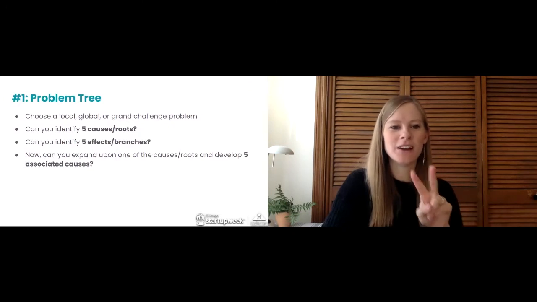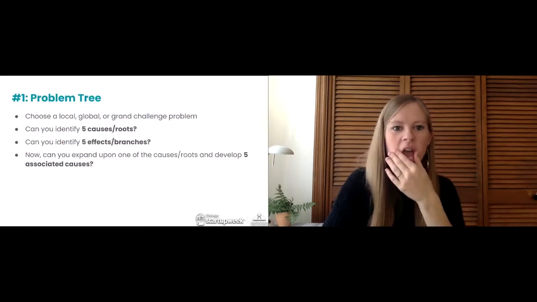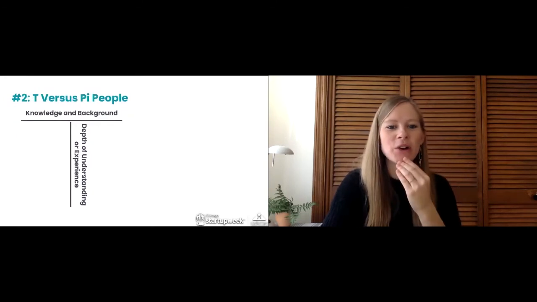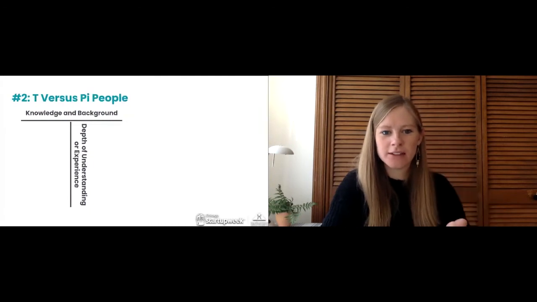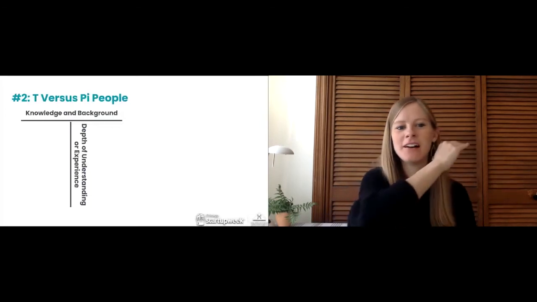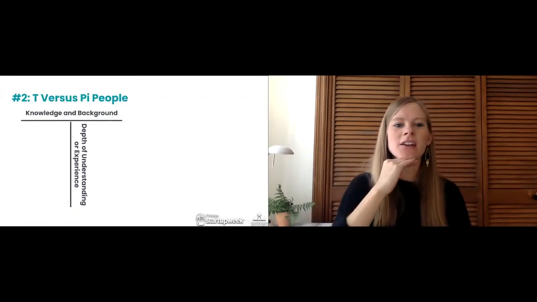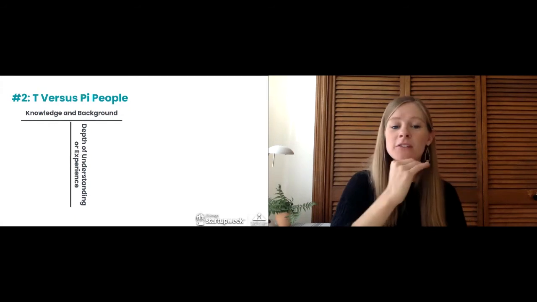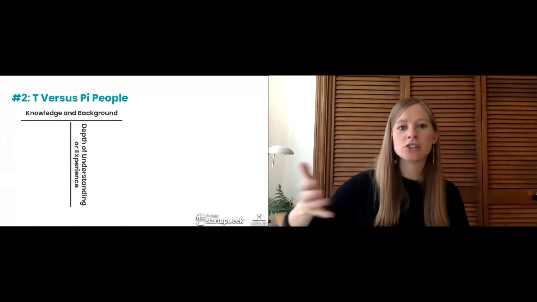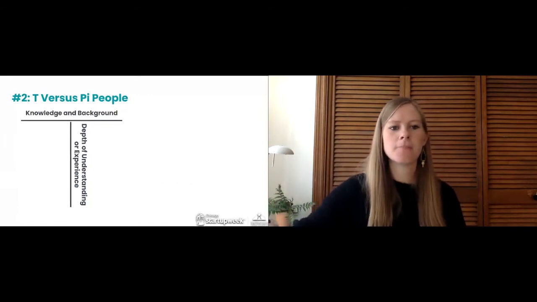Technique number 2, and this is not something you have to do right now, but I do want to introduce this concept of T versus pi people. If you look at those lines on the screen, it looks like a T. On the top, on the horizontal line, we have knowledge and background. So if this T represents a person, that horizontal line represents all of their knowledge and their background that they have at that point in life. And the vertical line represents their depth of understanding or their experiences.